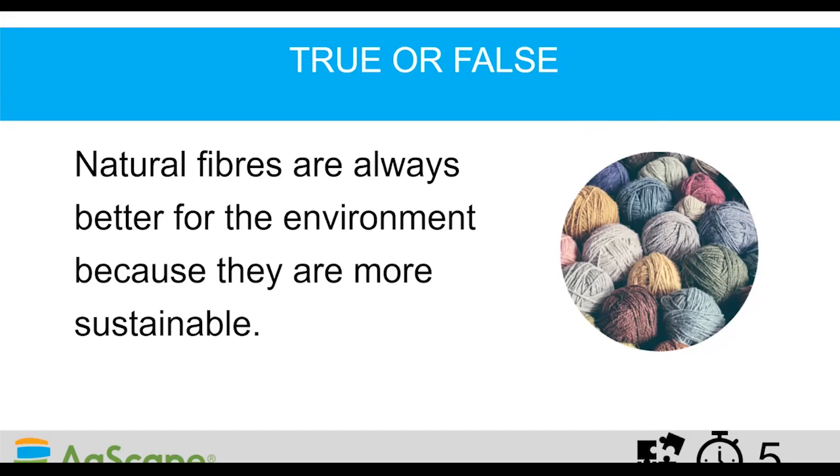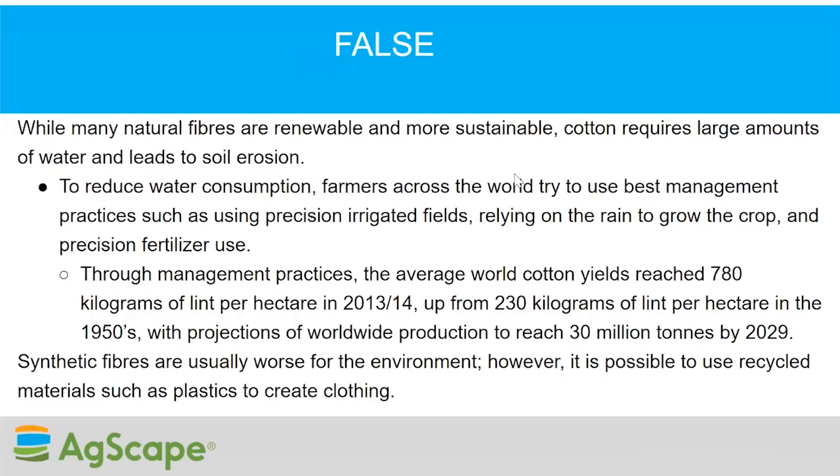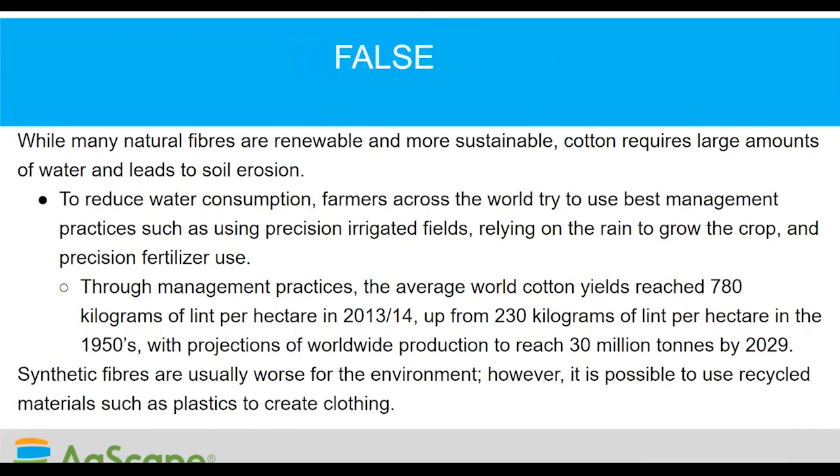Okay, I've got it. Okay, so it's hard to trick teachers with true false questions because they look for words like always and never. So yes, exactly. So it is false. While many natural fibers are renewable and more sustainable, cotton, for example, requires large amounts of water, which can lead to soil erosion. To reduce water consumption, fibers across the world try to use best management practices, such as using precision irrigated fields, relying on the rain to grow the crop, and precision fertilizer use.